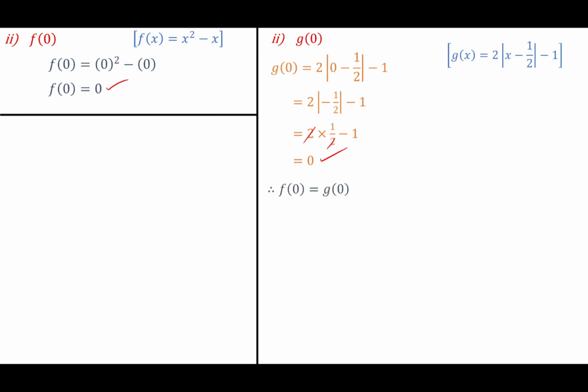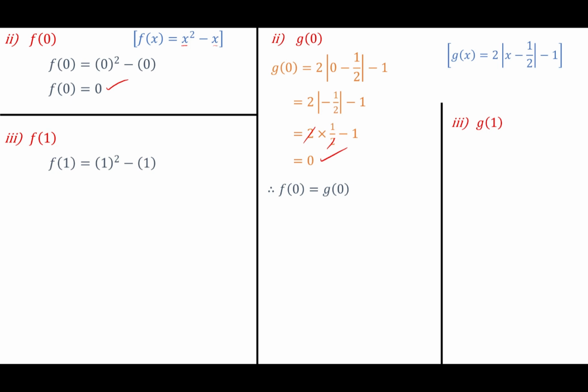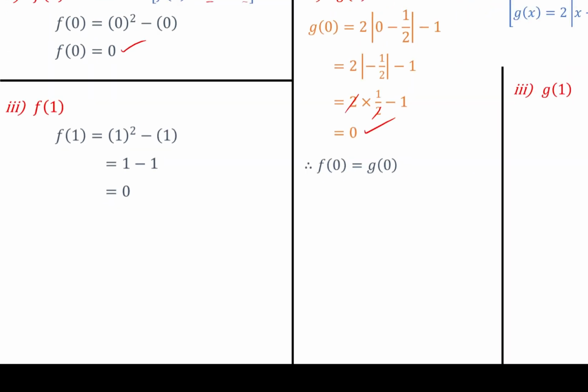The third element says f of 1. F of 1 means in place of x, I will write 1. 1 square minus 1 is nothing but 1 minus 1, which is 0. Again, f of 1 is 0.